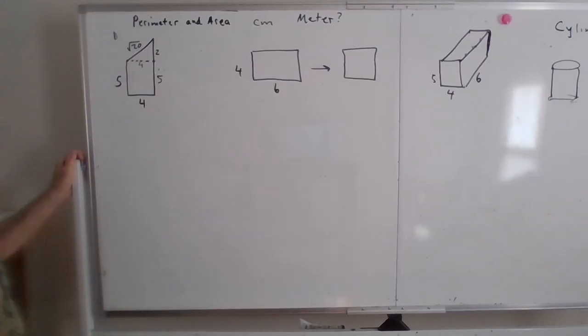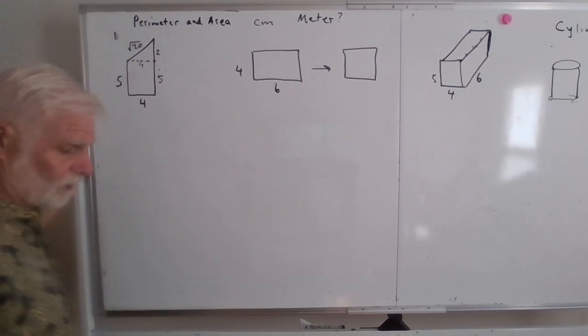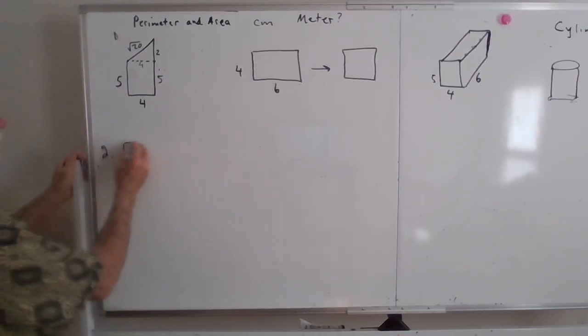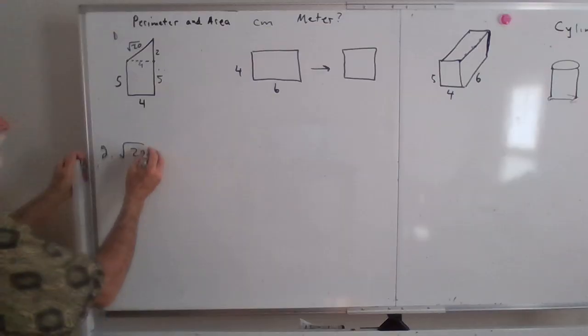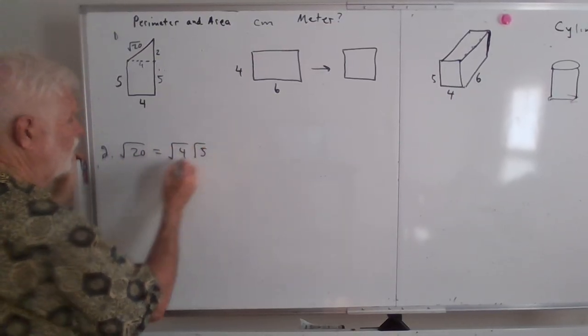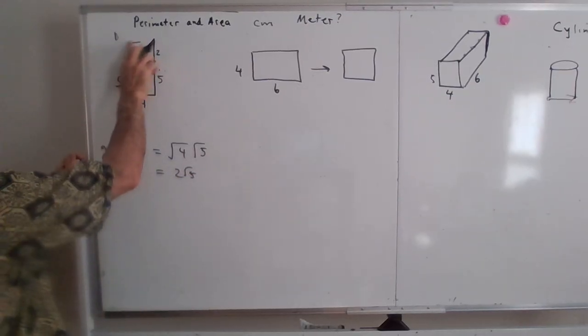Can you simplify the square root of 20? That'll be question 2. And I don't think I'll make worksheets here, but question 2, square root of 20. Pause the video, see if you come up with the following. Square root of 4 times square root of 5, or 2 root 5. So we'll rename this as 2 root 5.